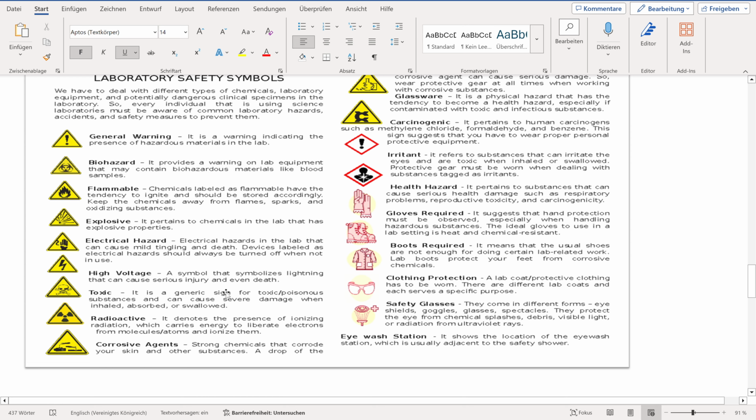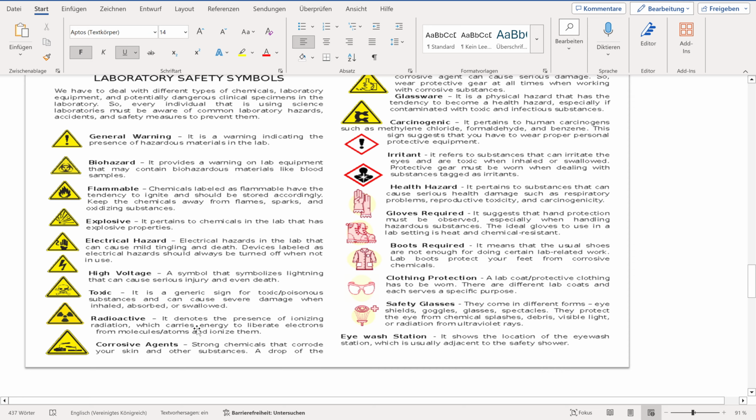Okay. Then you move on to the next laboratory safety symbol I have here. Whenever you see this, it shows that whatever is contained inside is radioactive. It denotes the presence of ionizing radiation, which carries energy to liberate electrons from molecules or atoms and ionize them.